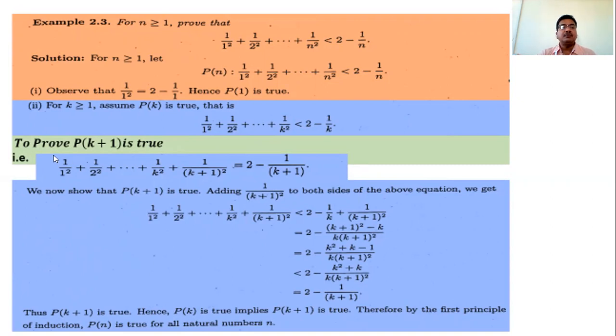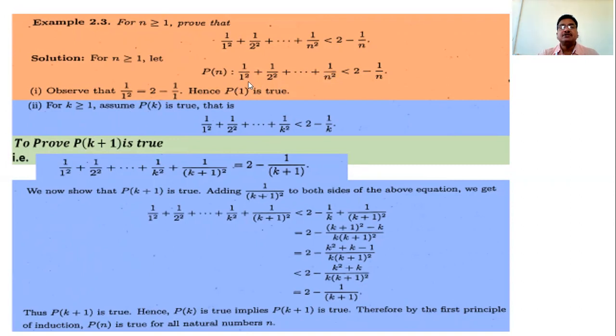And what we have to prove? Pk plus 1 is true. So this is the second step: assume the result is true for n is equal to k, that is Pk is true, and prove the result is true for n is equal to k plus 1, that is Pk plus 1 is true. That is what we have to show. Substitute here n is equal to k plus 1.